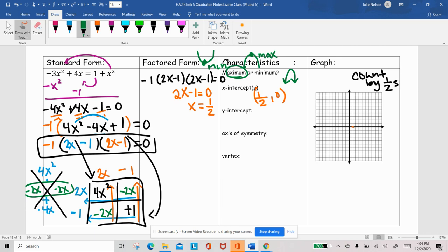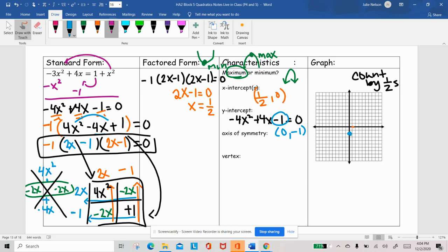Okay, so the y-intercept. When I go back and look at the equation, once we put it together, remember it was negative 4x squared plus 4x minus 1. What is the constant term? The constant term in this particular case is negative 1. So our y-intercept is (0, negative 1). Remember counting by halves, so half down and then 1.